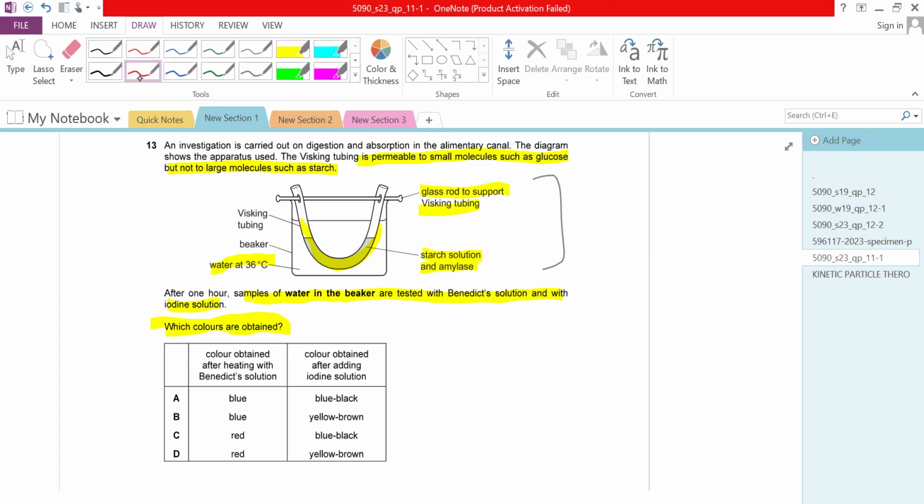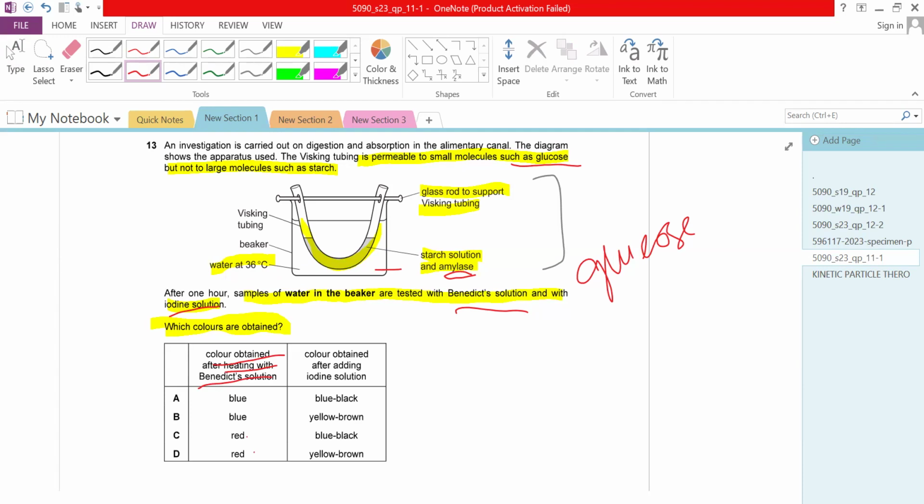Okay. So when the water of the beaker is tested with the Benedict's and the iodine solution, it is mentioned above that small molecules such as glucose can go through the Visking tube. Starch is broken down by the amylase enzyme, which is present in the solution, and is converted into glucose. And these small molecules of glucose come out from the Visking tube and enter the beaker. So the color obtained after heating with the Benedict's solution would be red.